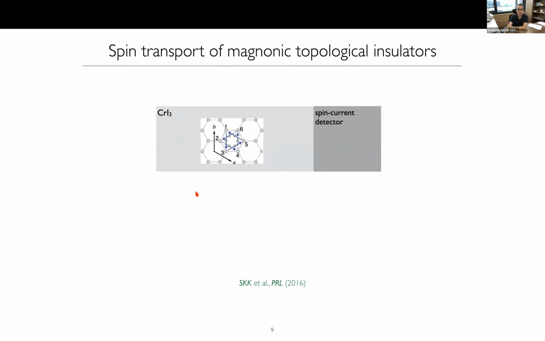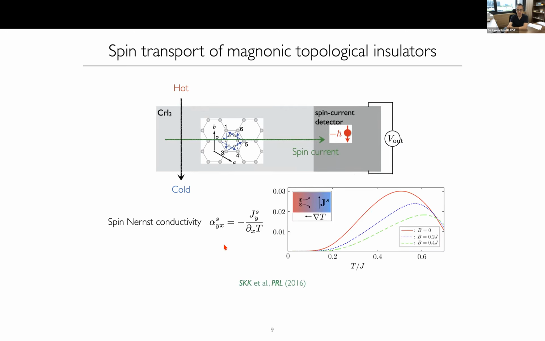Apply a temperature gradient to CrI3, then magnons will flow from hot region to cold region by thermal diffusion. If there are finite Berry curvatures for magnons, then magnons are expected to exhibit this kind of Hall effect, the magnon Hall effect, generating a transverse spin current because magnon carries spin. And this spin current can be detected by the so-called inverse spin Hall effect.